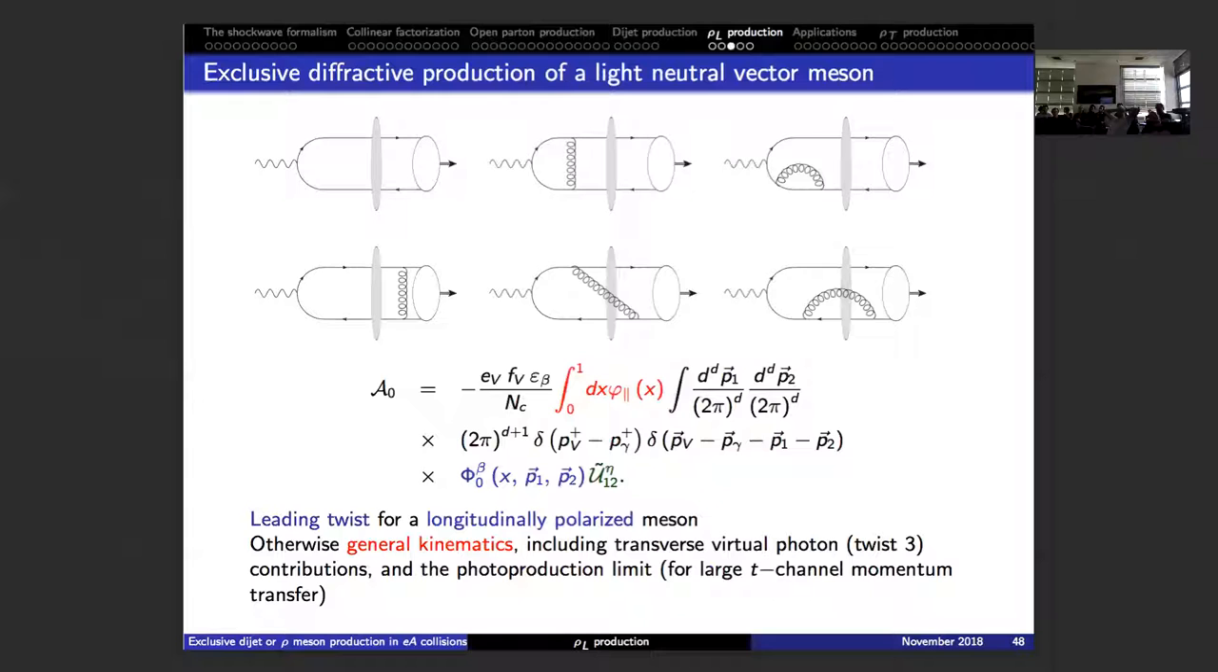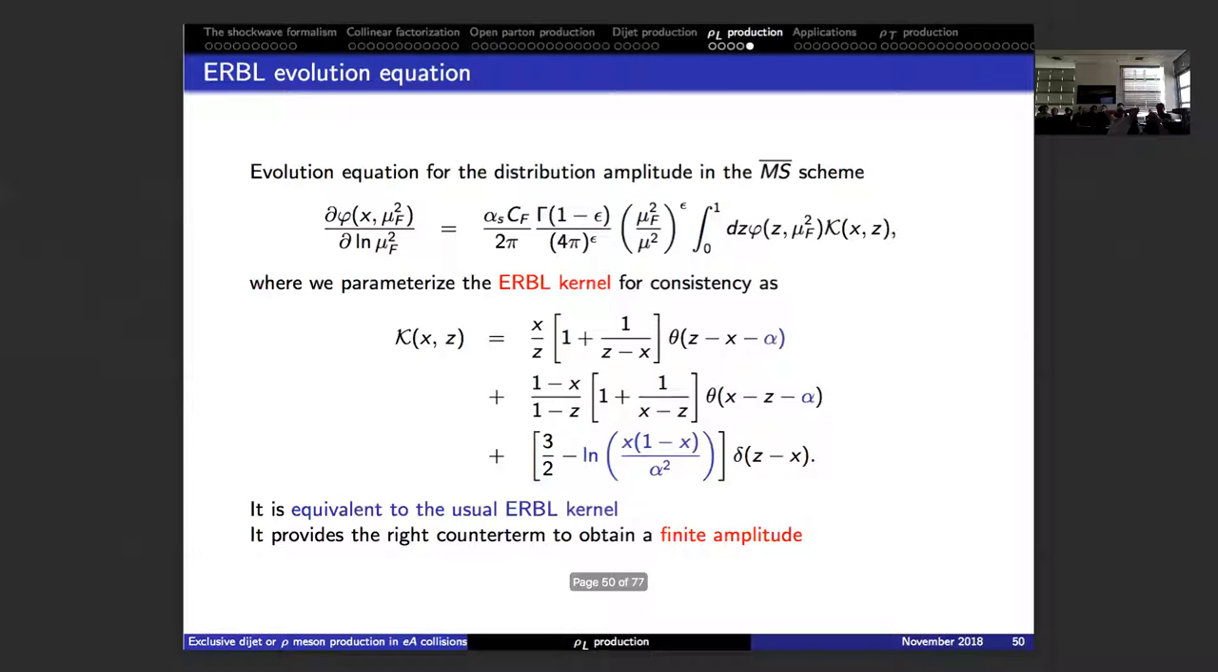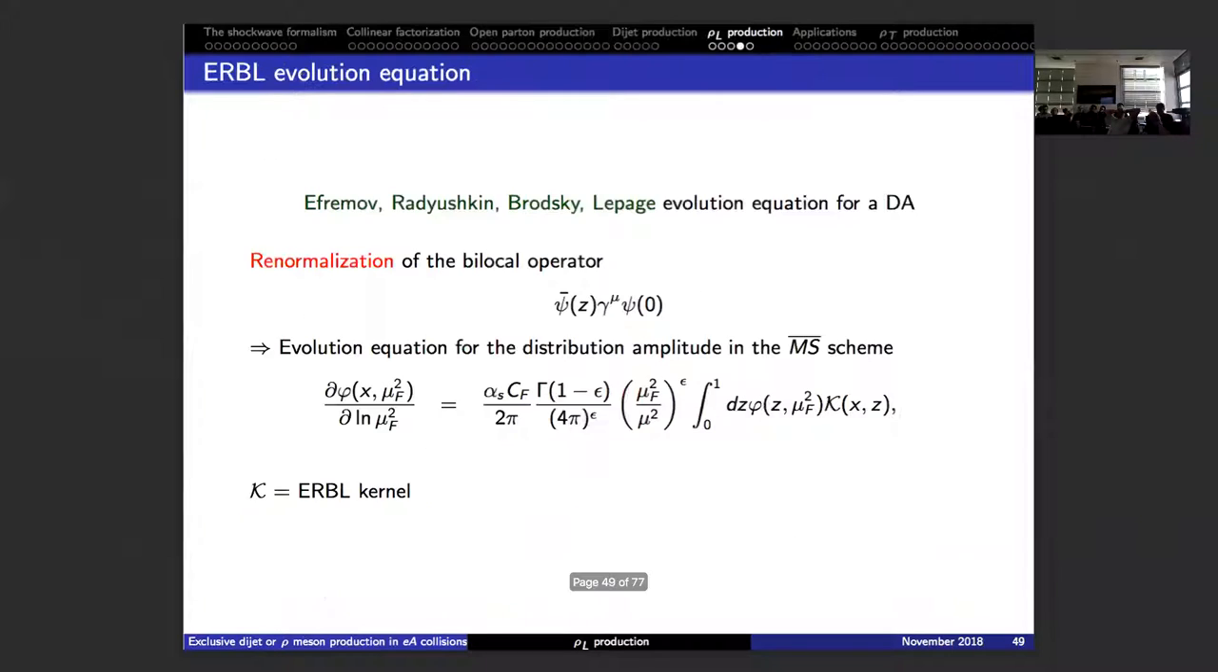So to get rid of this collinear divergence, I'm canceling a UV with the infrared by UV, because I'm renormalizing the bilocal operator which enters my vacuum to meson matrix elements, and the renormalization of this gives me a counter term. So taking the convolution of the leading order impact factor times the leading order distribution amplitude gives me a counter term from this renormalization, which is given as the convolution of the distribution amplitude and the ERBL kernel.